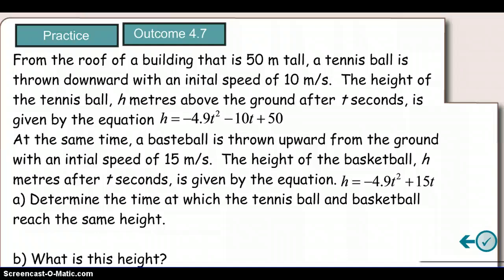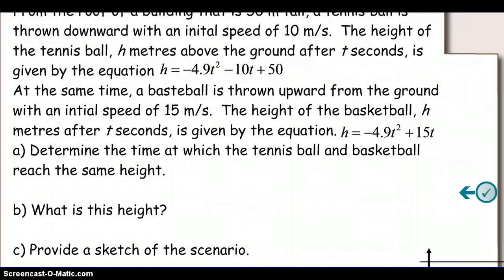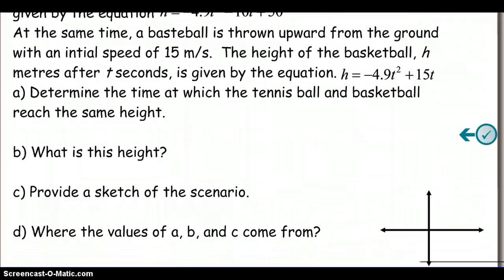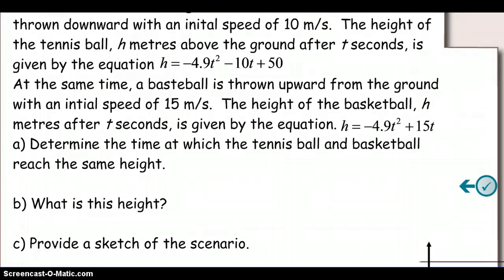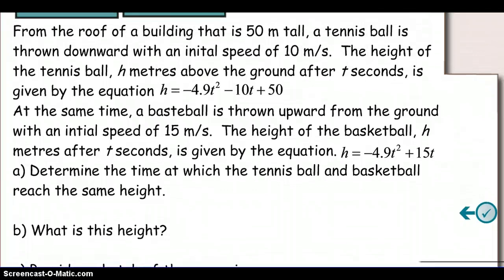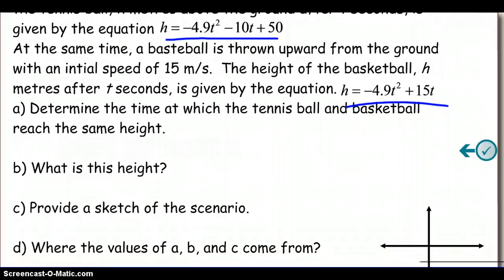Now, this is kind of a practice question, and it's going to be very similar as well. But in this one, I'm going to throw a tennis ball off the roof of a building, and I'm also going to be throwing a basketball upwards from the ground. So I have two different equations. If you recognize right away, they have decimals, so graph this one as well. My goal is to determine the height and the time at which they have that intersection point. So essentially they meet. Okay?